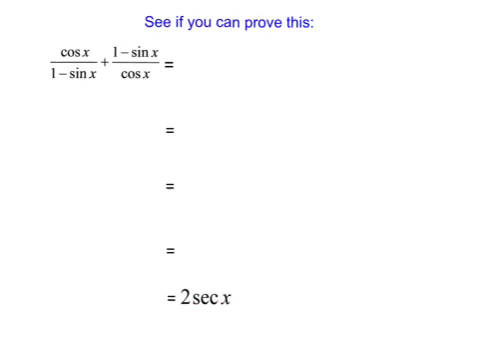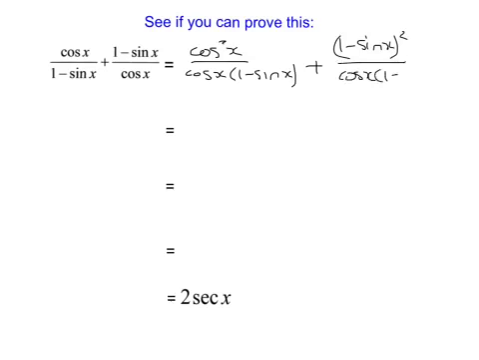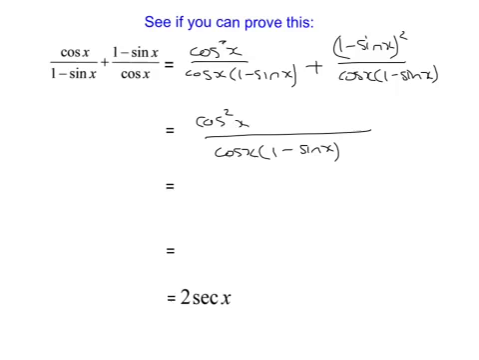Okay, this one looks more complicated, but I think it'll be fine. I'm going to join the fractions together by multiplying top and bottom of the first one by cos x. So that would be cos squared x over cos x 1 minus sin x. And then top and bottom of the second one by 1 minus sin x. So that would be 1 minus sin x squared over cos x 1 minus sin x. So common denominator of cos x, 1 minus sin x. And on the top I'm going to expand out that quadratic there. So what will I have? 1 minus 2 sin x plus sin squared x.